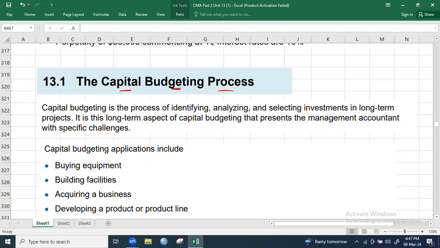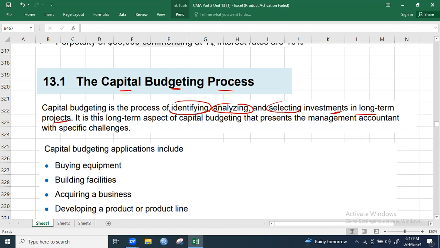What is capital budgeting? Capital budgeting is the process of identifying, analyzing, and selecting the investment in long-term projects. In simple words, whenever you want to invest in a long-term project, it could be that you want to invest in certain plant and machinery, in some building facilities, or maybe you want to acquire a business.